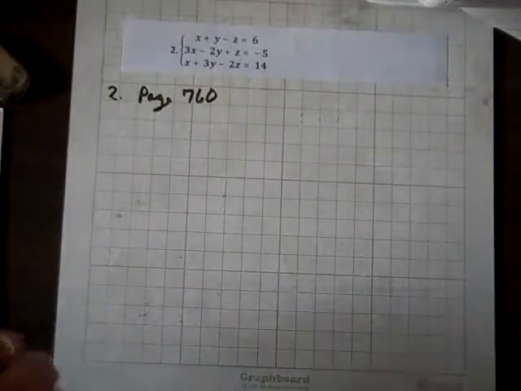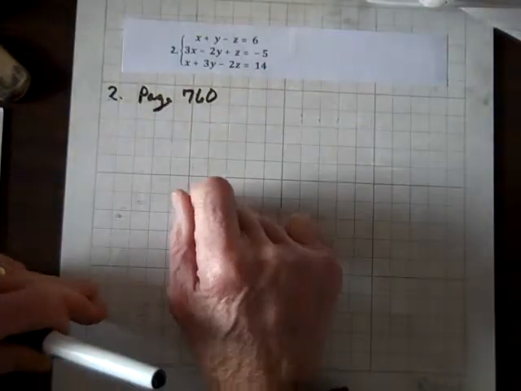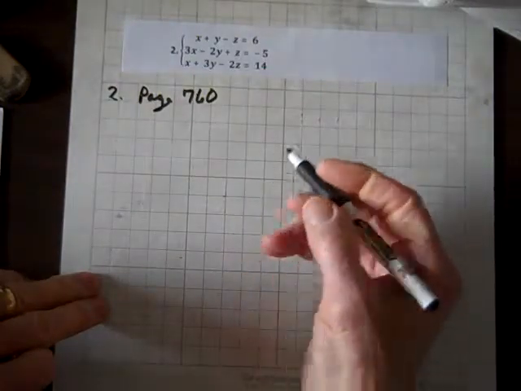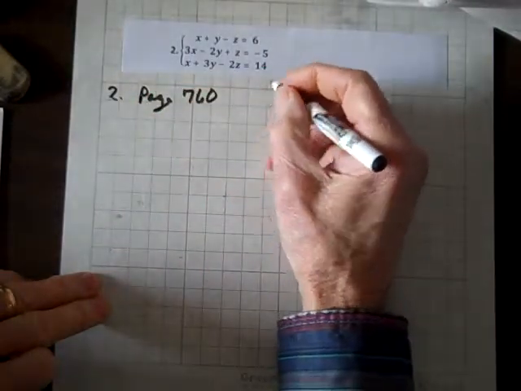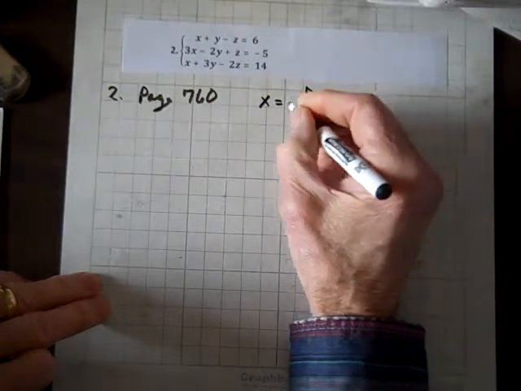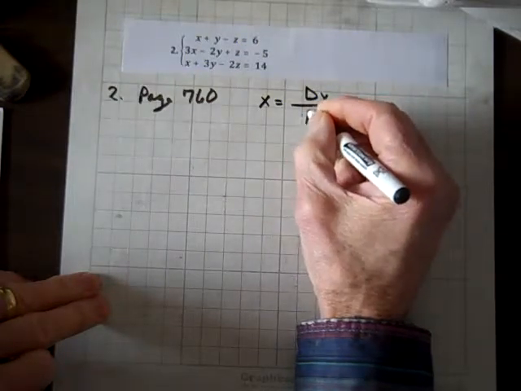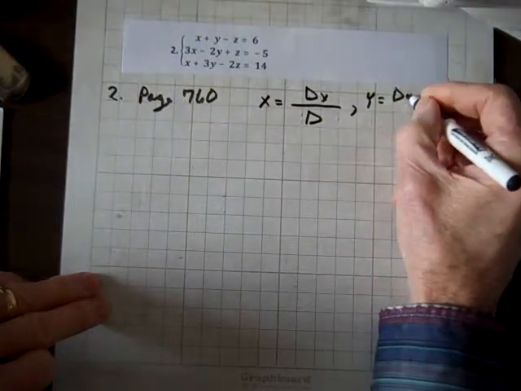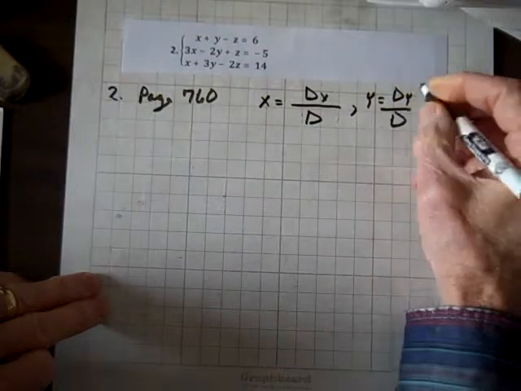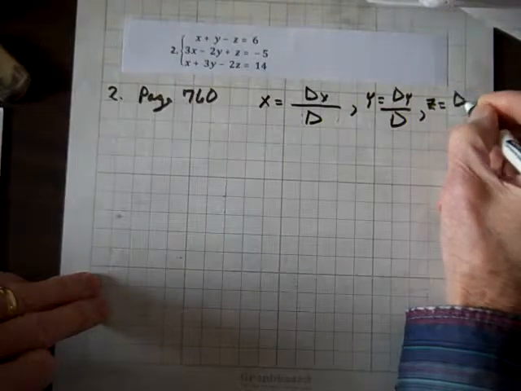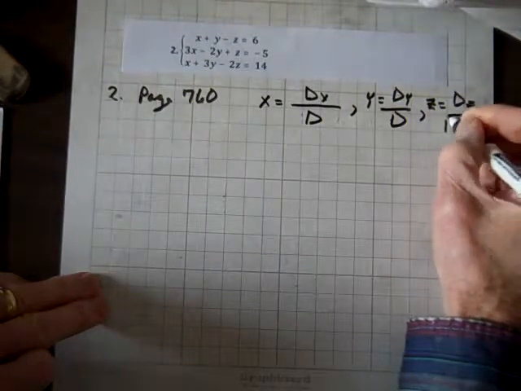So we did. Well, now we're doing question 3, and you can find the procedure for doing that on page 760. So the idea is this: x equals d sub x over d, y equals d sub y over d, and z equals d sub z over d.